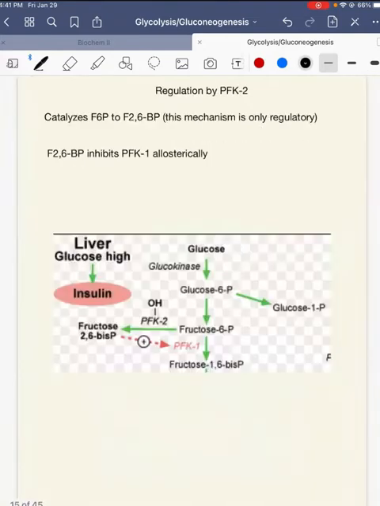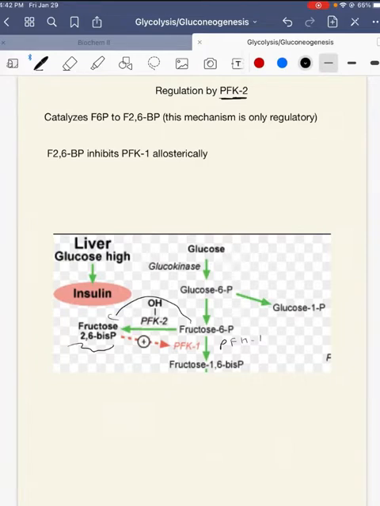The last thing that can regulate PFK is this enzyme called PFK2. I don't know if you guys talked about it, but we talked about it last year, so I thought I would mention it. This is PFK1 right here. PFK1 takes fructose 6-phosphate and converts it into fructose 1,6-bisphosphate. Another enzyme called PFK2 takes fructose 6-phosphate and makes fructose 2,6-bisphosphate. And if you have a lot of fructose 2,6-bisphosphate, this will go back and inhibit PFK1.